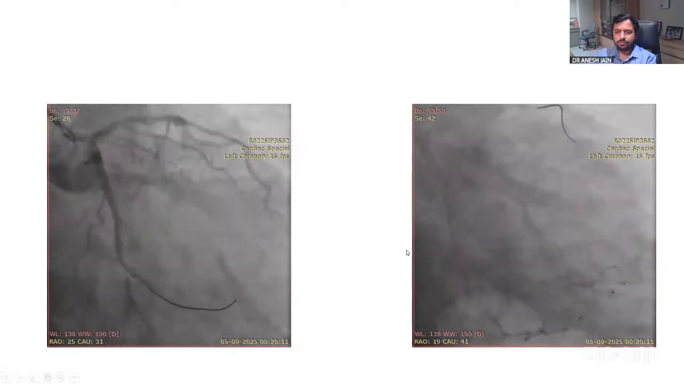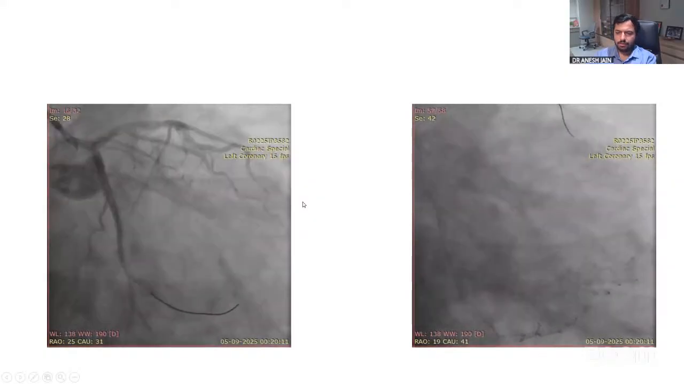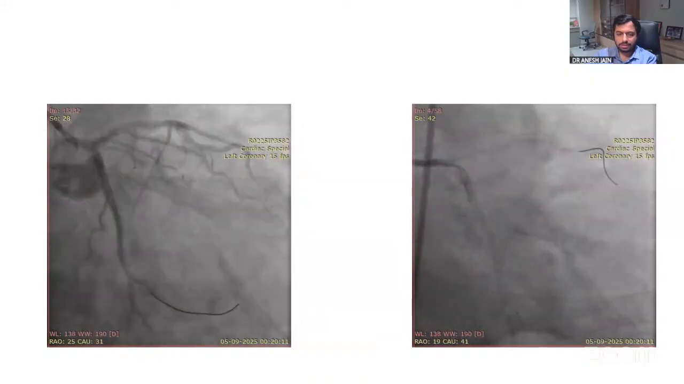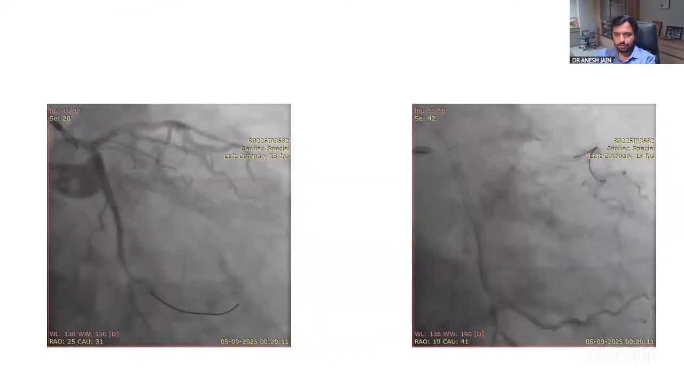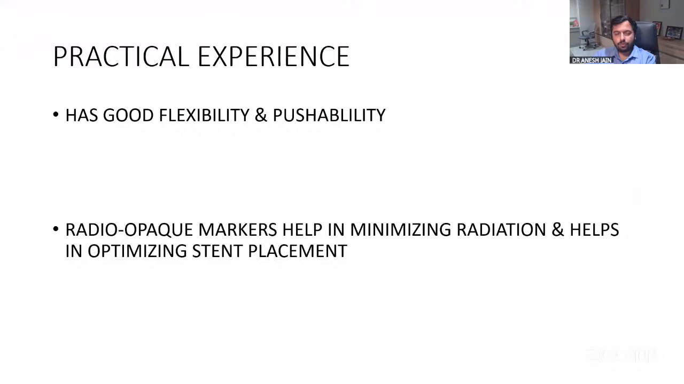We can see that there was one more OM which was coming in below and had good flow, and the side branch flow was also preserved. So the cell design helps in preserving the side flow. It is an elastomeric drug-eluting stent. It has excellent deliverability, and the radio opaque markers do definitely help.